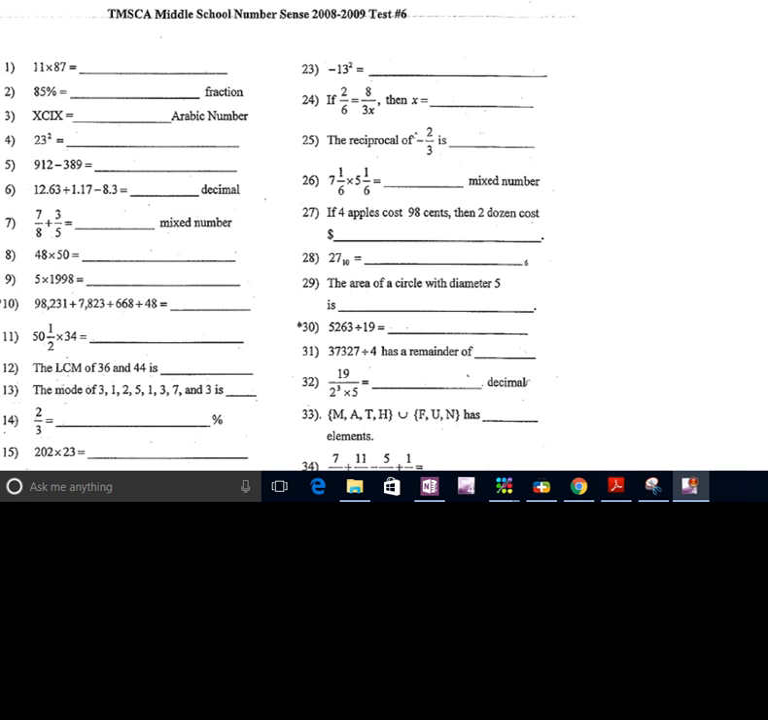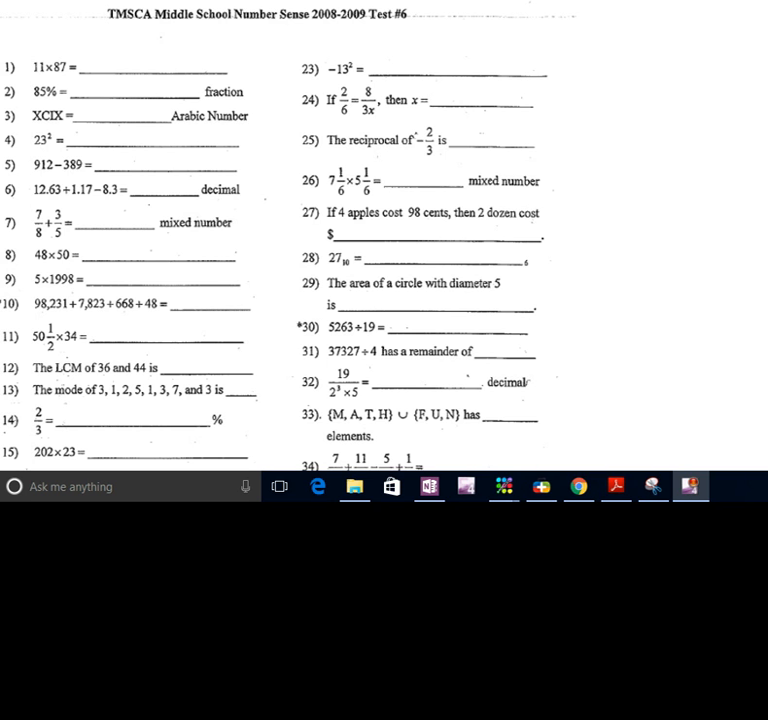Hello guys, let's take a look at Texas Math and Science Coaches Association's Middle School Number Sense Test. This is test number 6 from year 2008 and 2009.